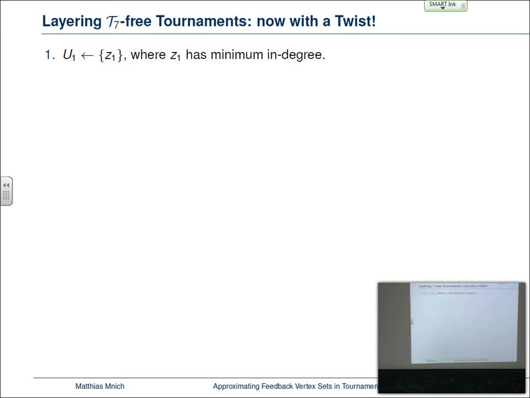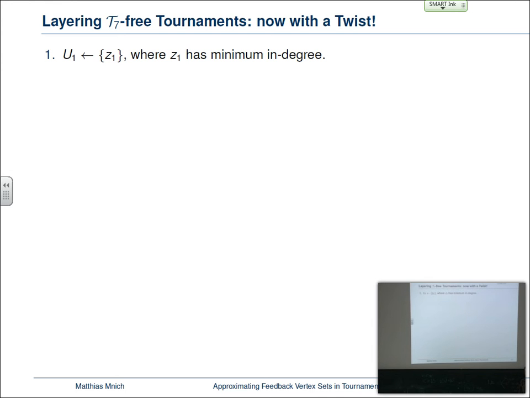So, and now this will give rise to this layering algorithm, and we have to do it with a twist. If we could prove that all the layers are T5 free, then we could just do the layering as I explained. You always start from some node of minimum in-degree or maximum out-degree, put the second layer, third layer, and so on until you're exhaustively done.